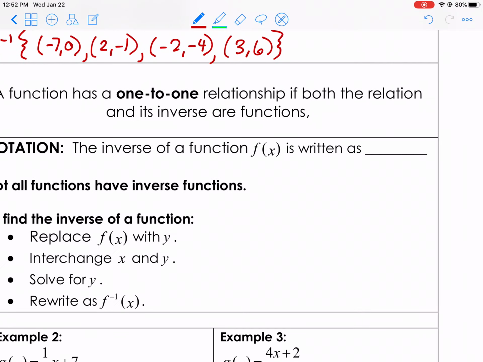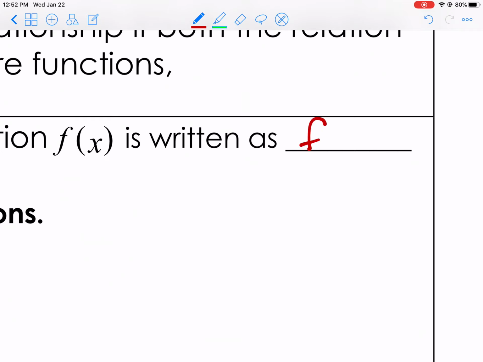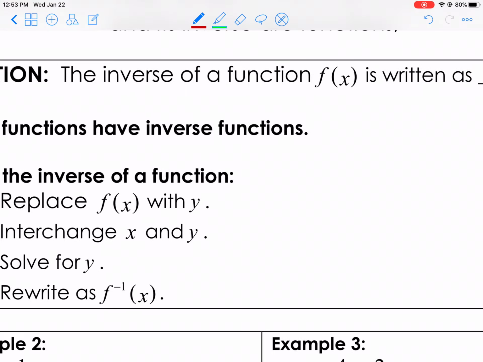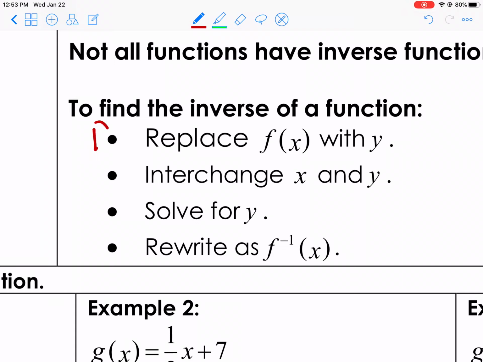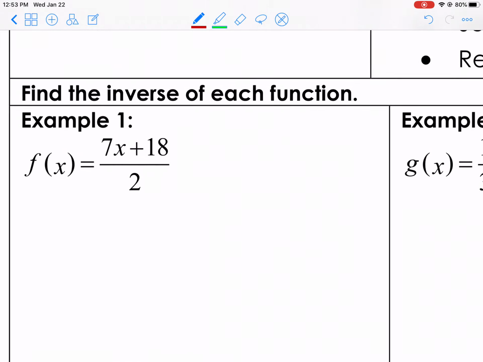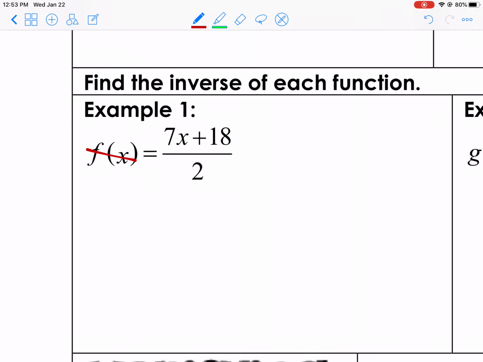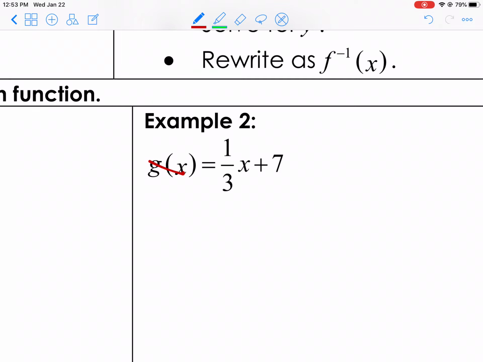The inverse of a function is written with this notation. That's how we say the inverse of the function. And there are 4 steps to finding the inverse of a function. So the first step is to replace the f of x with y. So essentially we're taking it from function form to standard form. So let me show you on the first example. I would just cross out this f of x and put a y in its place. Example 2, cross out the g of x, put a y.